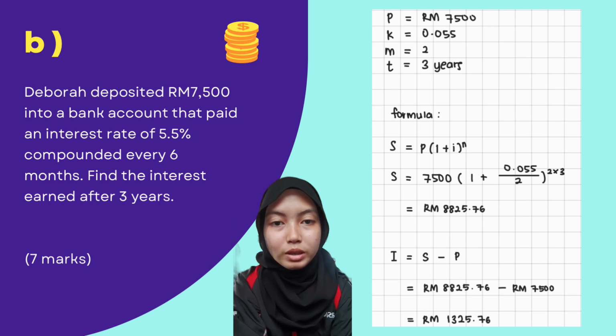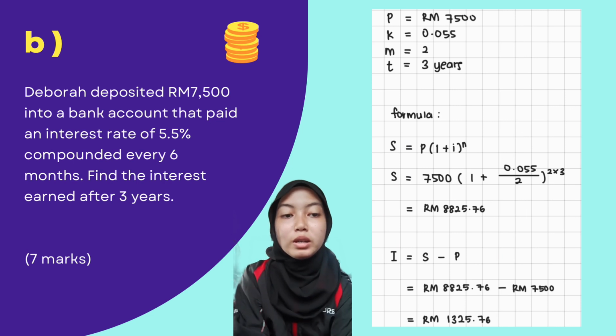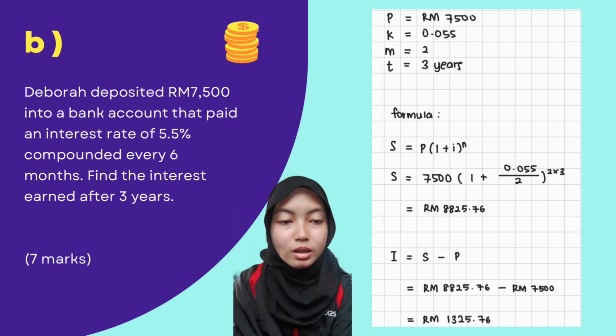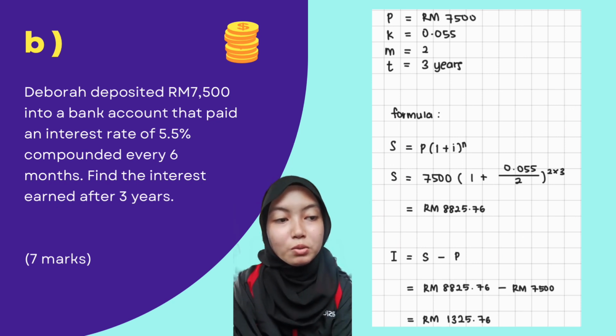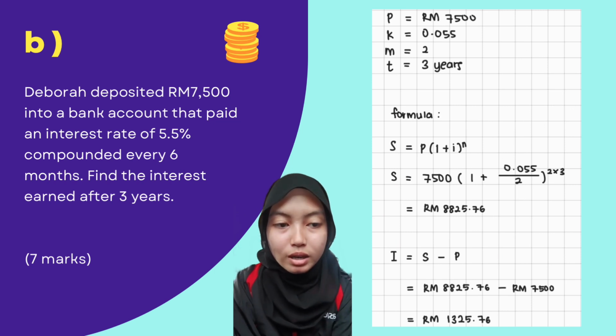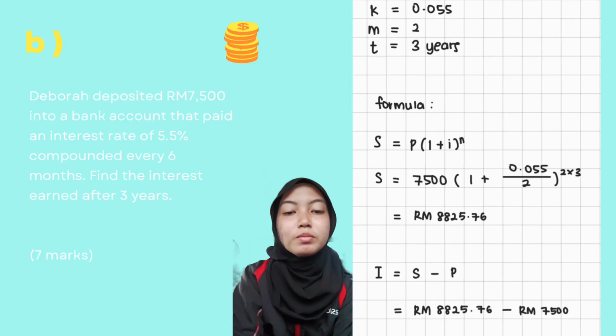The question wants the interest earned after 3 years. So we need to calculate to find the interest that she earned. So we use the formula I equals S minus P. It means interest equals maturity value minus original principal. And you will get the answer 1,325 ringgit and 76 cents.